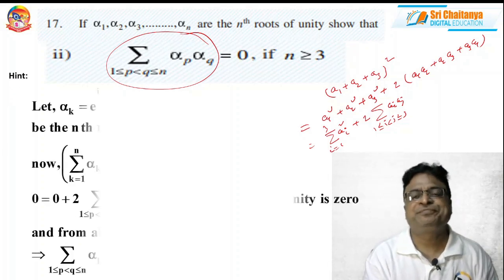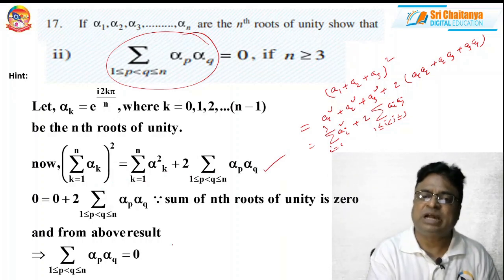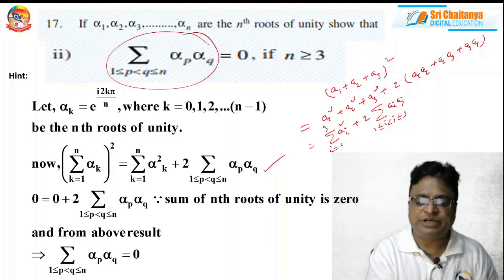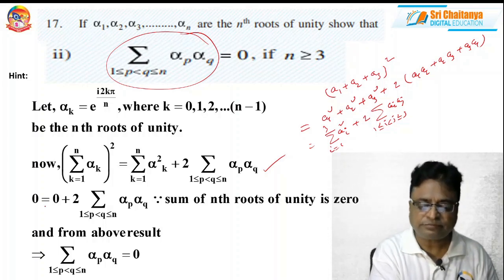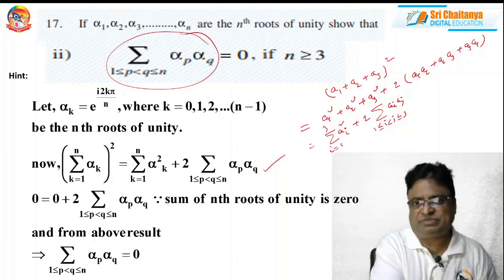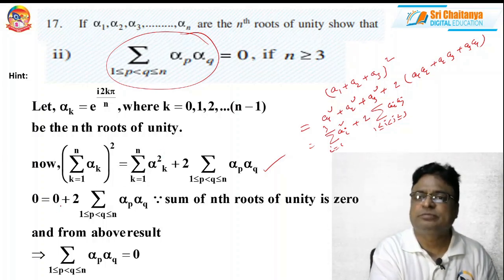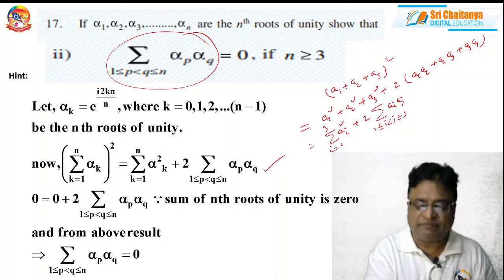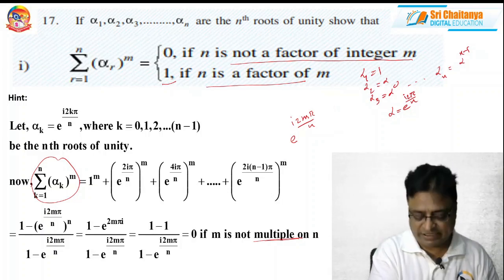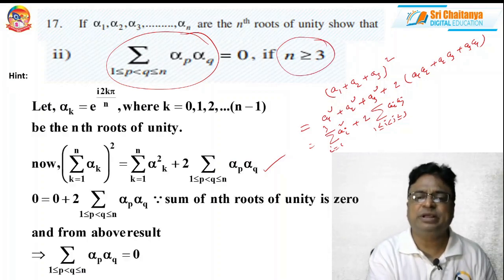How to get it? See, you know that this is a generalized formula, and of course we know that if alpha 1 to alpha n are the nth roots of unity, the sum of the nth roots of unity is 0. And moreover, the sum of the nth powers, we have just now proved it, that is also 0. And when it becomes 0, see the result: if n is not a factor of n. That's why here n greater than or equal to 3 is given. So this result is 0.